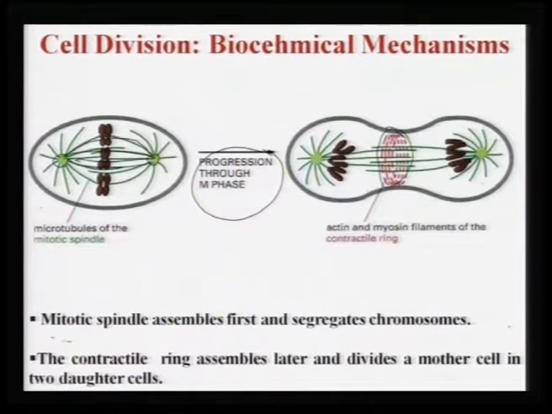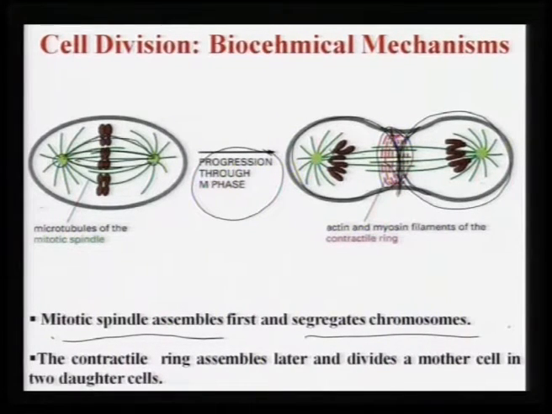Now, the mitotic spindle assembles first and segregates the chromosomes here, and the contractile ring assembles later and divides the mother cell into two daughter cells. So, from one parent cell you are producing two daughter cells, and what you see here is that this contractile ring is producing one daughter cell here, and here is another daughter cell.